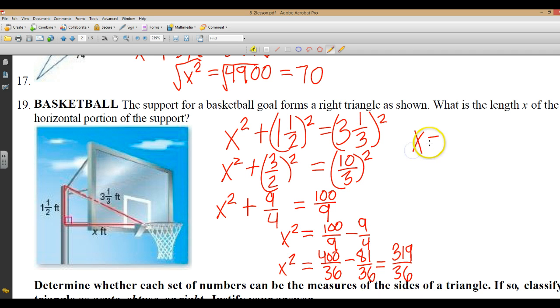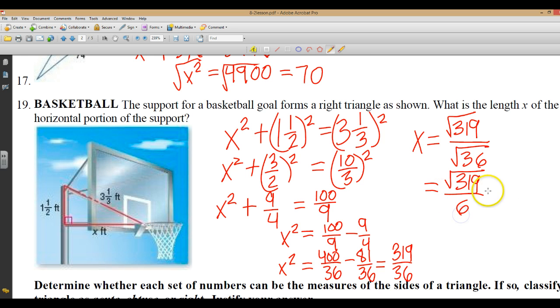So x is equal to the square root of 319 over the square root of 36, which is the square root of 319 over 6. And the square root of 319 divided by 6 is approximately 2.98 feet.